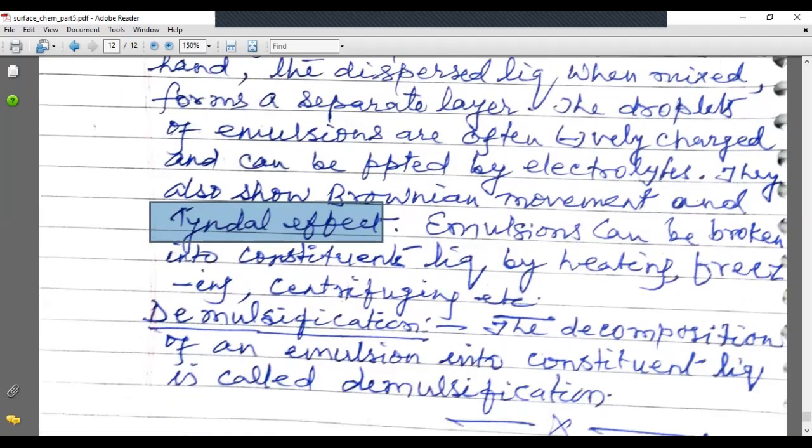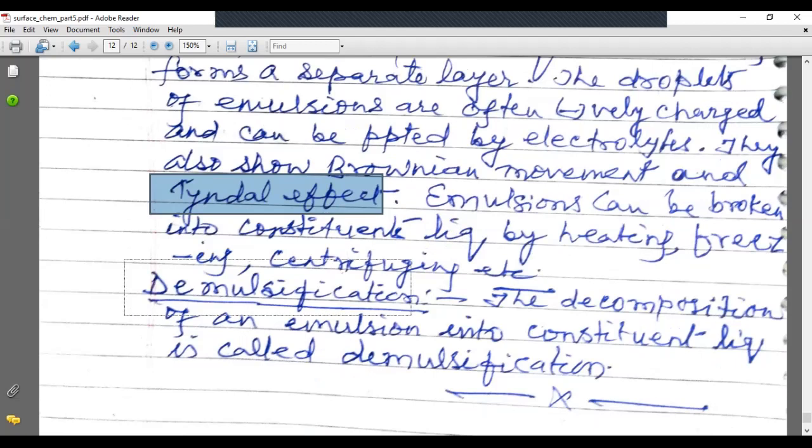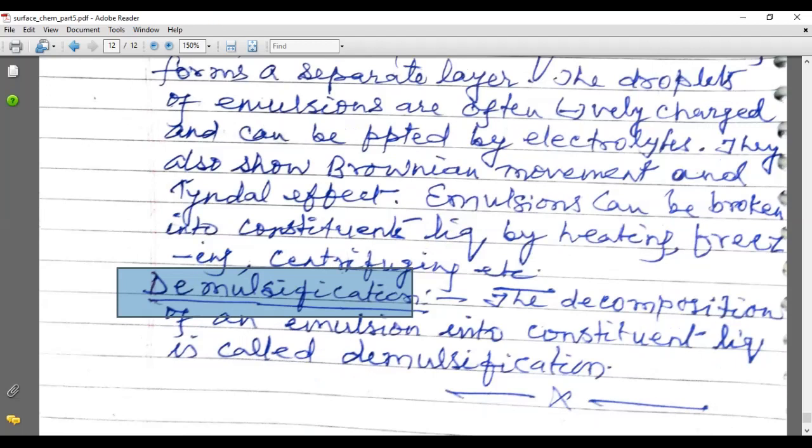Demulsification. The decomposition of an emulsion into its constituent liquids is called demulsification. So dear students, this is all about your surface chemistry. I believe that you could understand all the points discussed.